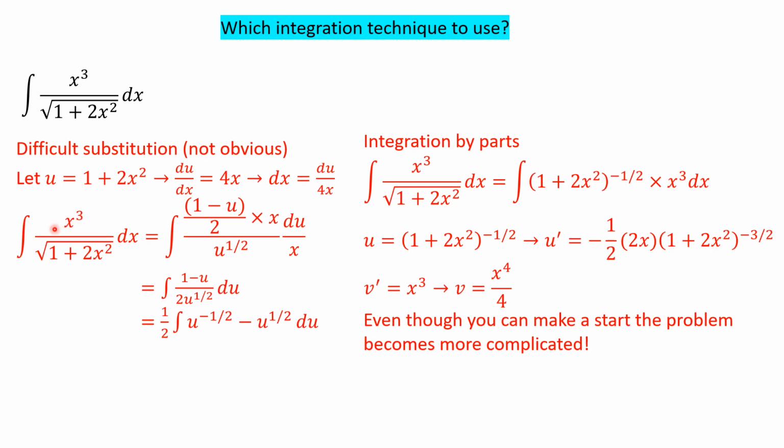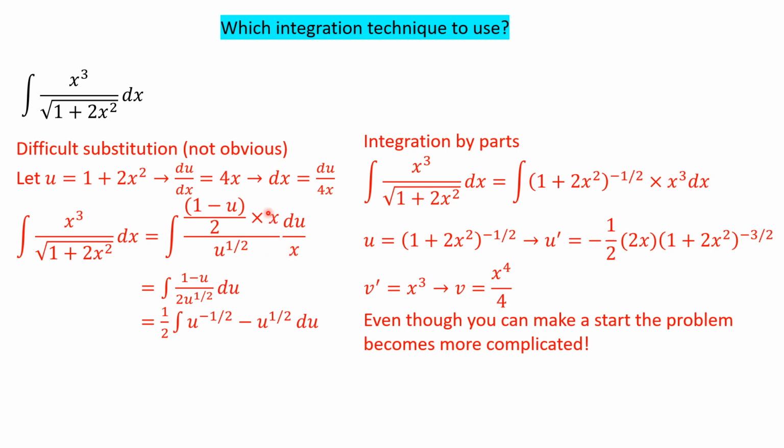Now, you've got x to the power 3 in the numerator. You can split that up into x squared times x. You can make x squared the subject from this equation here. So this term is the x squared. So you've got x squared times x, and then the dx is du over 4x. I think I missed the constant over here, so that should say 4x here.